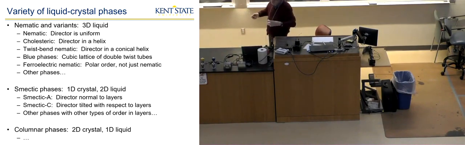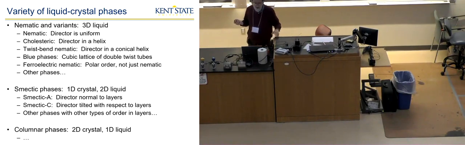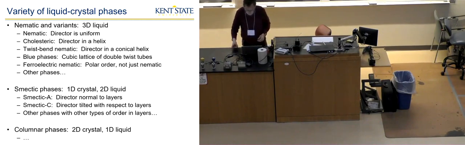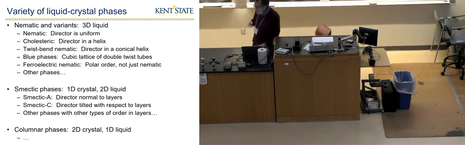So they still have horizontal layers, but the individual molecules are tilted. And then there are other variations with different types of internal order within the layers. There's also a family called columnar phases, which are like crystals in 2 dimensions and liquid in 1. So they're crystal in 2 dimensions, so they lie in columns. And then they're fluid within the columns, going up and down in the columns. So it's quite a variety there.